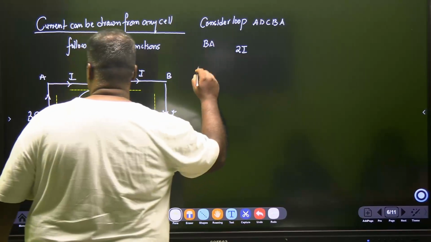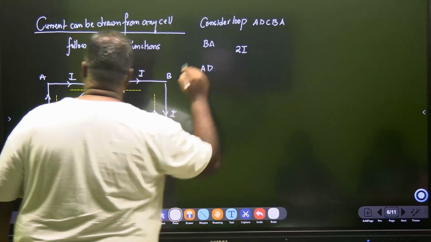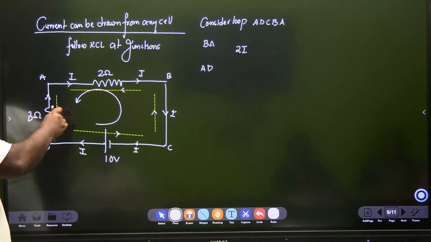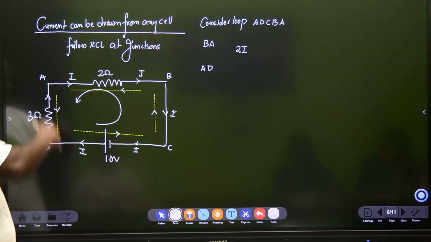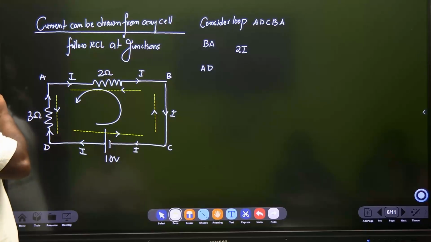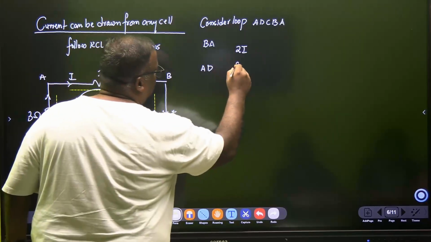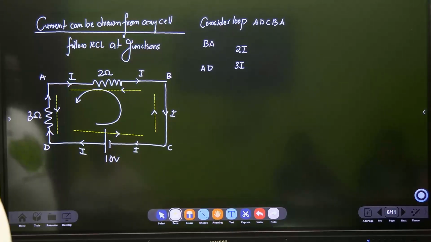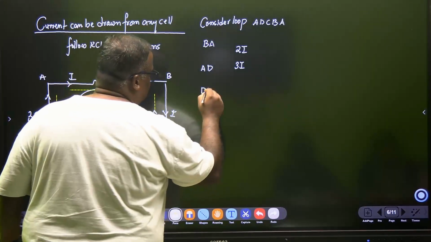Then let me come to AD. AD, how am I moving? Look, I am moving this way. Is the current still opposing me? Yes. So I'm going to the higher potential side. How much is my higher potential? 3I. Agreed?